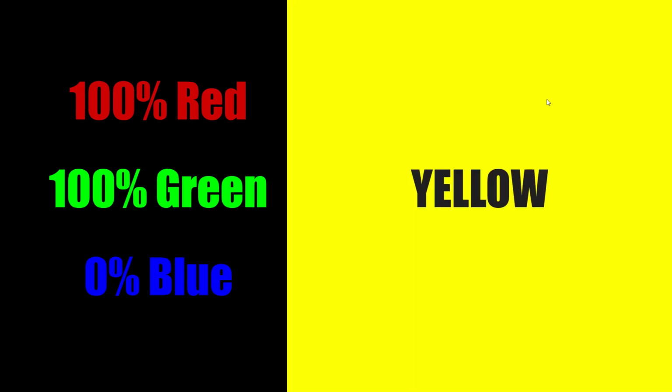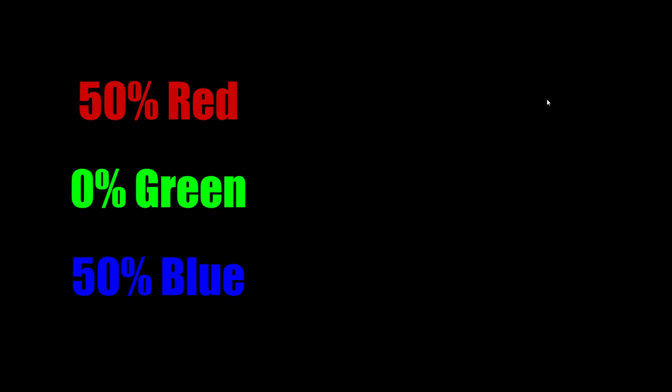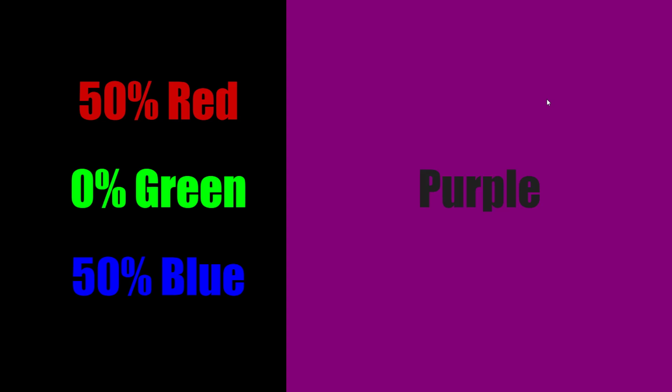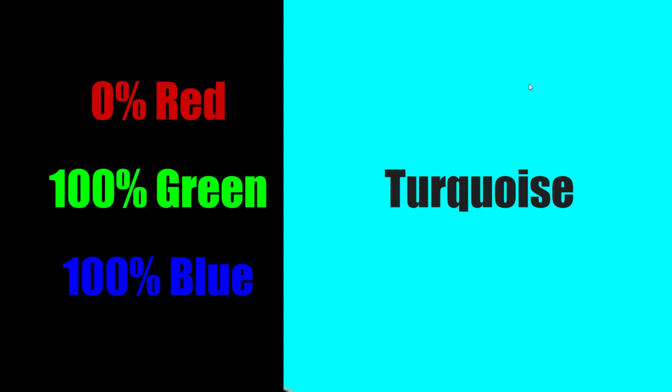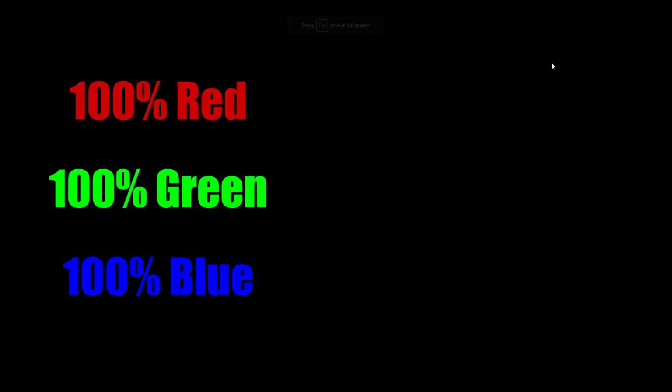So what if we combine 100% red light with 100% green light? We would get yellow. What about 50% red light and 50% blue light? You'd expect to get purple. And 100% red light with 100% blue light? That would be pink. What would you expect if you put 100% green and 100% blue? You would get turquoise. If you mixed 100% red, 100% green, and 100% blue, you would end up with white.